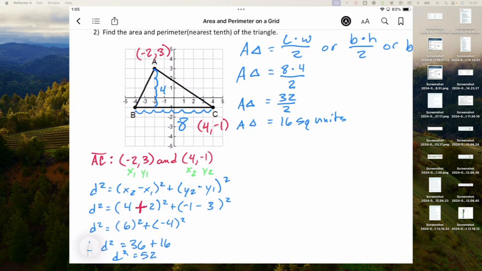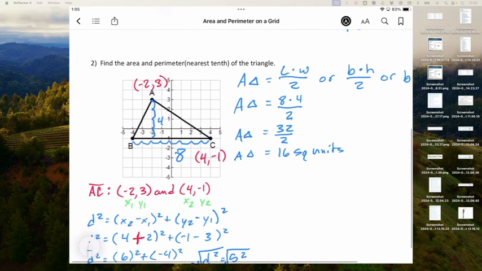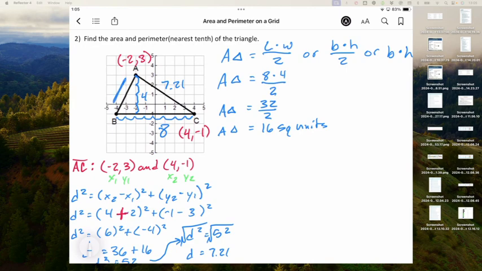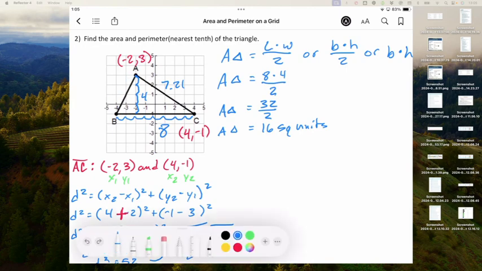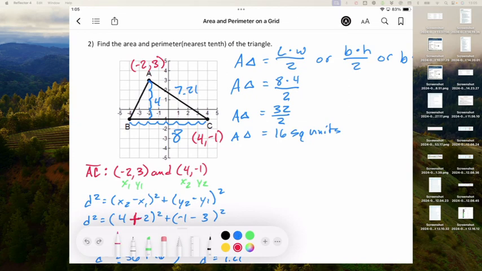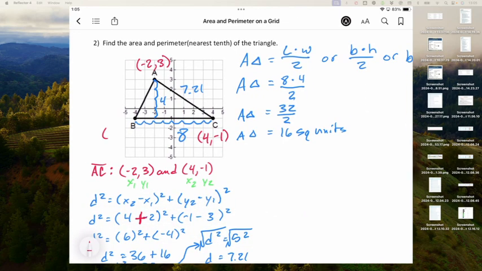And so looking at this, our last step, as always, is to take the square root of both sides, so I'm going to scoot this over here since I ran out of room. D squared is equal to 52. We square root both sides, and we get the distance is equal to 7.21. So coming back to our figure, we know that this side is 7.21 units long. That helps us with the perimeter, but we still need to know this side over here. And so I'm going to go ahead and label that point B as the point we are missing, -4, -1.